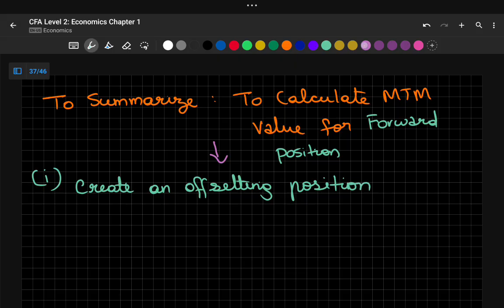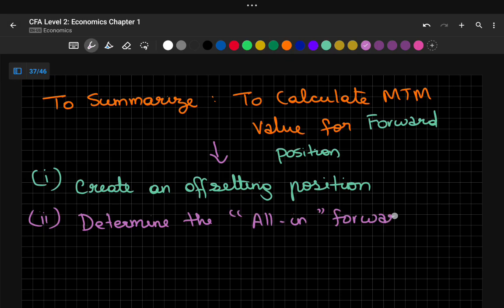Second point is, once you have created the offsetting position, you should determine the appropriate all-in forward rate, the forward price, for the offsetting position.